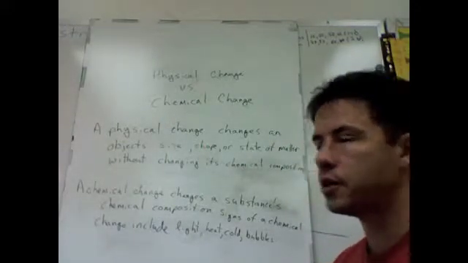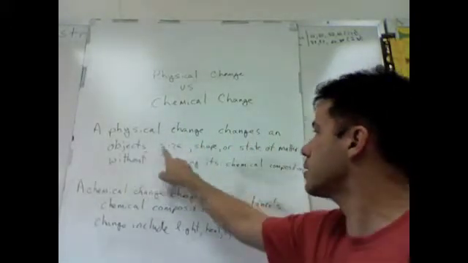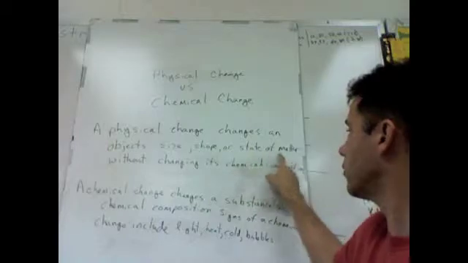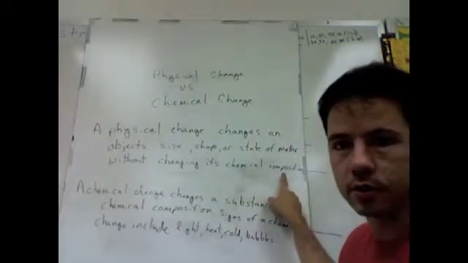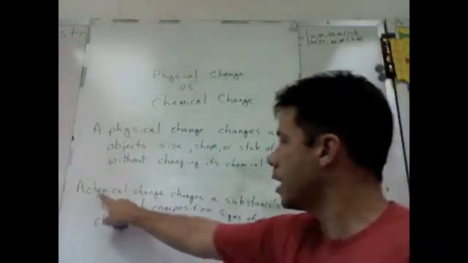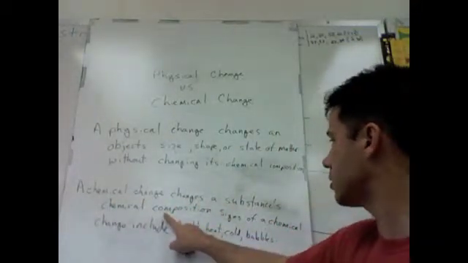A physical change changes an object's size, shape, or state of matter without changing its chemical composition. A chemical change changes a substance's chemical composition.